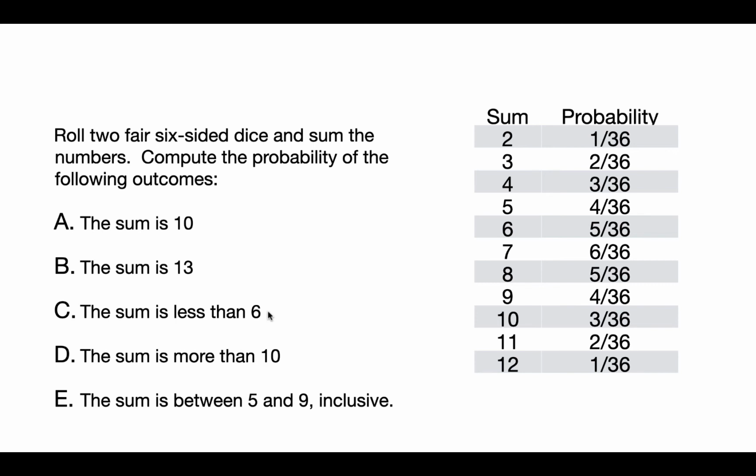If you'd like, please feel free to pause the video and then go ahead and write out in random variable notation the sum is more than 10 and the sum is between 5 and 9 inclusive, and then go ahead and compute their probabilities, and don't forget to reduce your fractions.